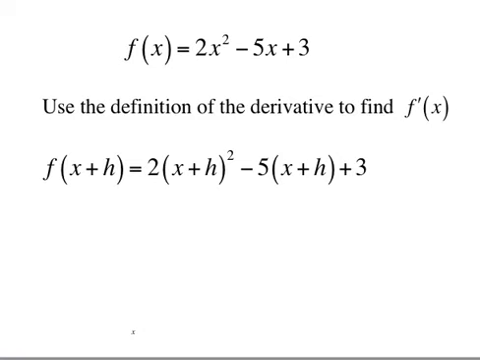So I'm going to find f of x plus h here. So it's going to be plugging in x plus h for every x. 2 times quantity x plus h squared minus 5 times x plus h plus 3.